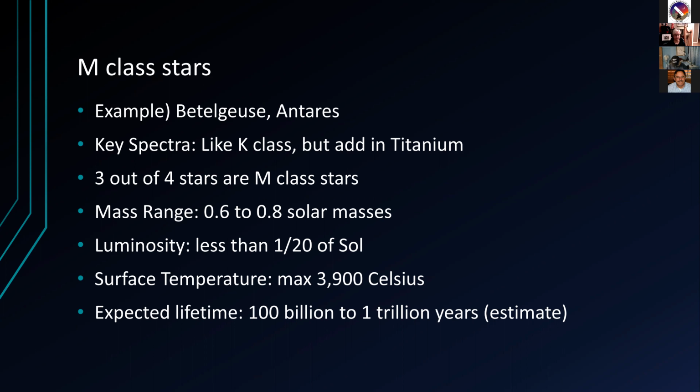3 out of every 4 stars are M-class stars, but because they have such small masses compared to all other stars, they are also not very luminous. The brightest M-class star that can be seen from Earth has a visual magnitude of about 6.7. So any star you look at in the night sky without a telescope most certainly will not be an M-class star. You can only see M-class stars through a telescope. You cannot see them with the unaided eye. They're just too faint.